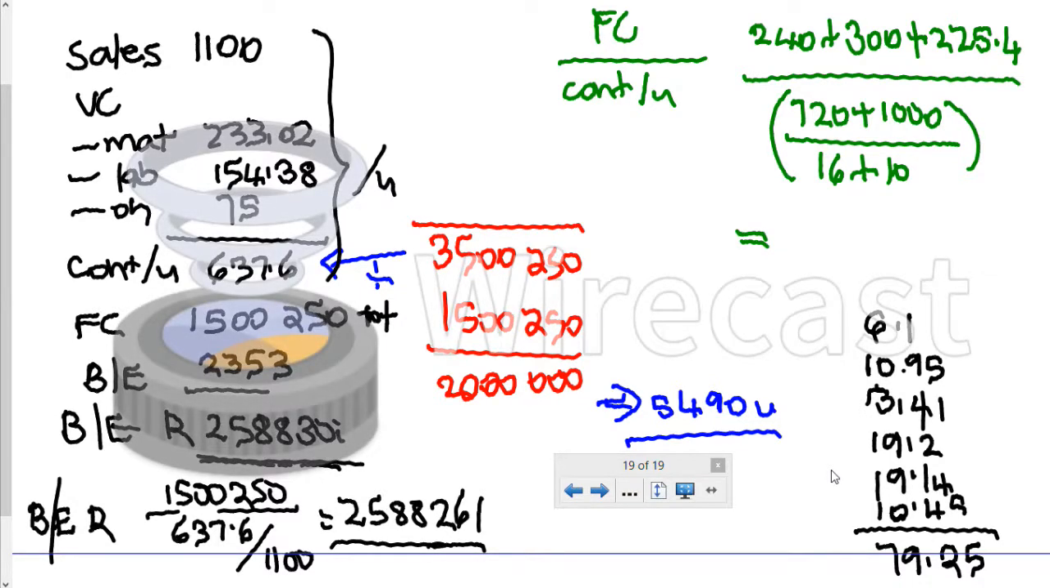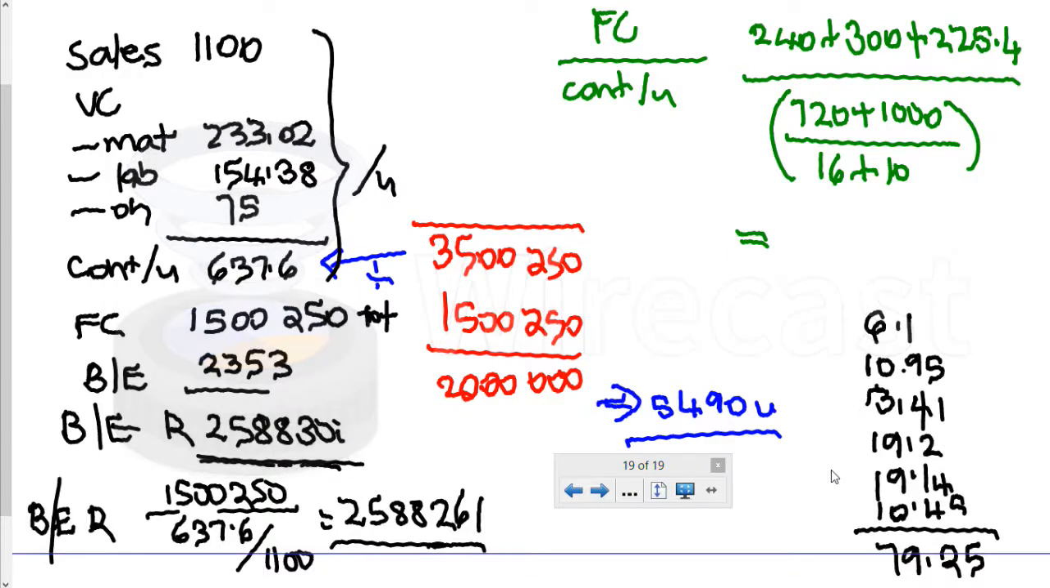It gave you a contribution of 637.6 per unit. Fixed costs of 1500 were given. That divided by that is 2352 point something. Okay, we rounded up. And then I just times by the 1100 to get this number. But if you use the formula, it would be fixed cost divided by contribution ratio or contribution margin, which is contribution divided by sales. You would have got a slightly different answer. Also because we rounded up here, that's why the answer is different.